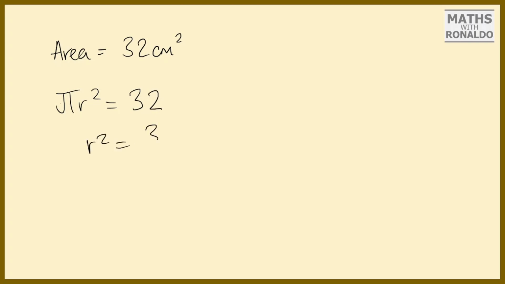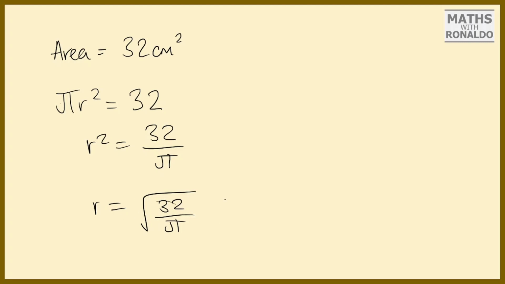Say we have an area. The area of a circle is 32 centimeters squared. Sometimes we want to leave our answers in their exact form, and that involves using surds and expressing our answers in terms of pi. So if we have pi r squared equals 32, r squared equals 32 over pi, and r equals the root of 32 over pi. Now we know the radius can only be positive, so we're only taking the positive version of this answer.